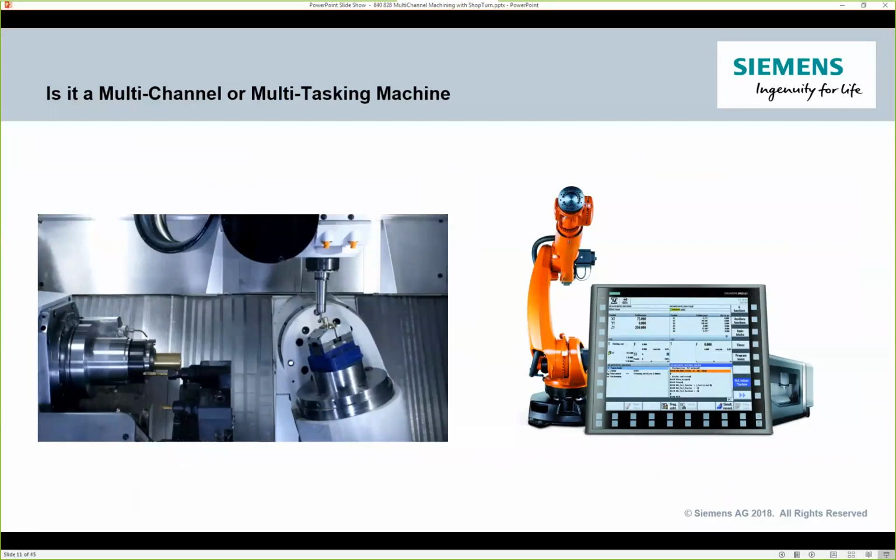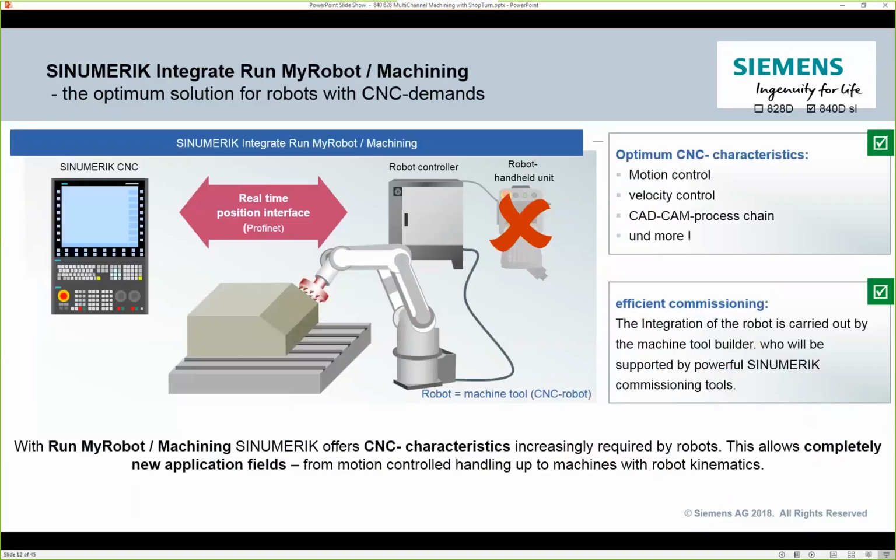Well, that gets pretty limited because all I can ever do is kind of pick and place, and I'm always waiting for the robot. The other challenge is certainly the programming language is totally different than what the machinist or the operator is used to from the machine tool side. So what we've done is we've incorporated the ability of programming a robot right in the Sinumerik control. It's what we call Run My Robot. And it becomes a second channel.